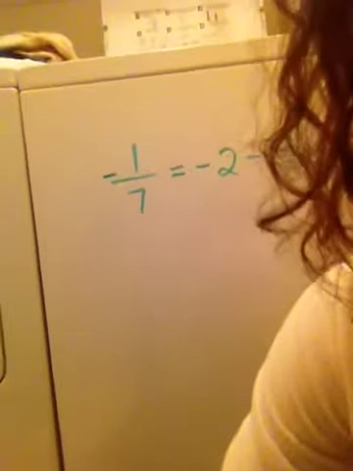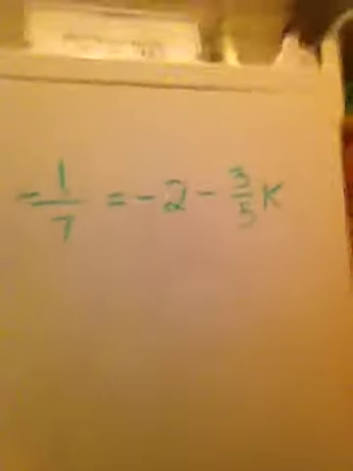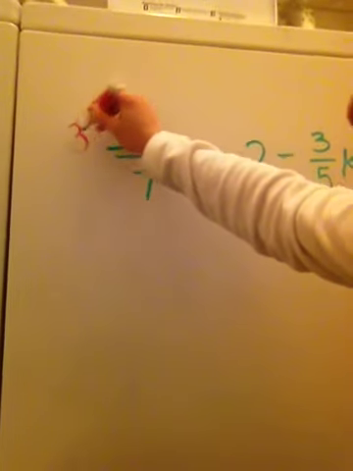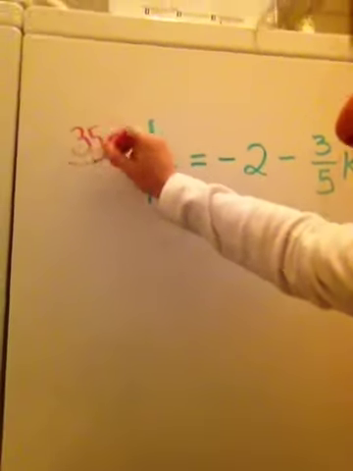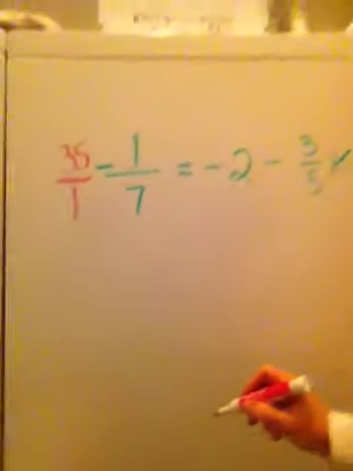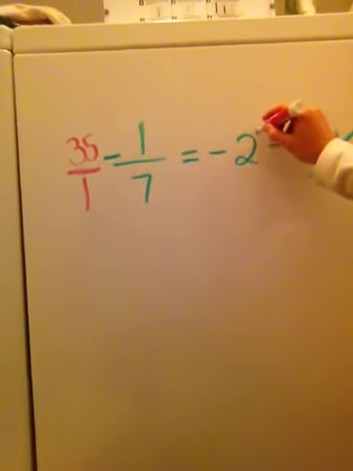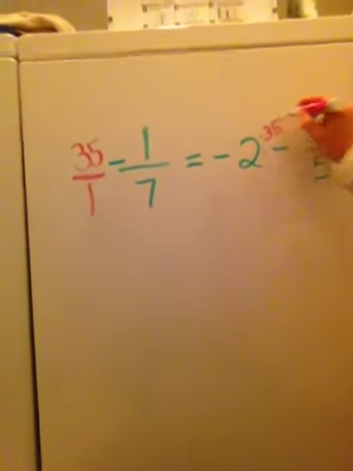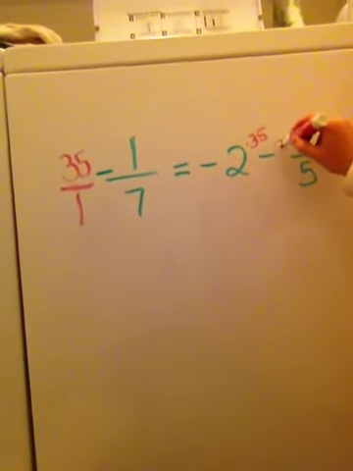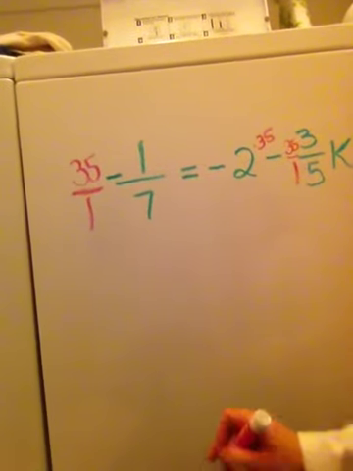Let me get another color out. Hopefully one that works better. So if I multiply this by 35 over 1, and I'm going to multiply the 2 by 35, and I'm going to multiply the 3 over 5 by 35 over 1. Okay, so you work that out.